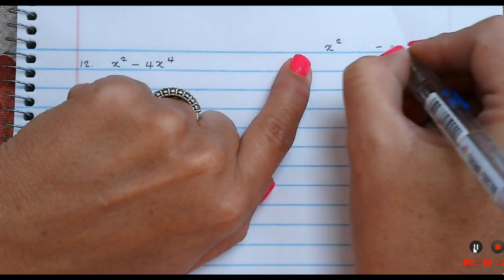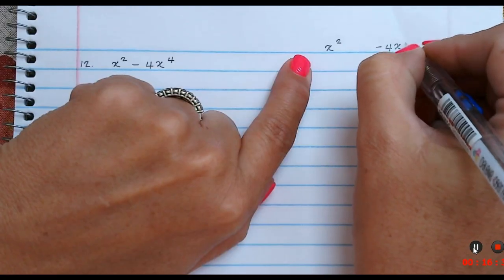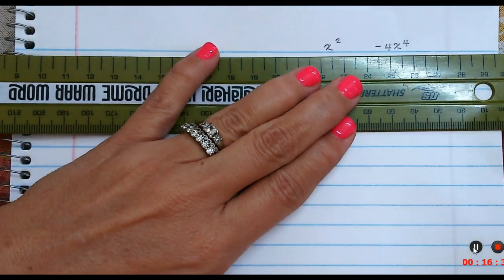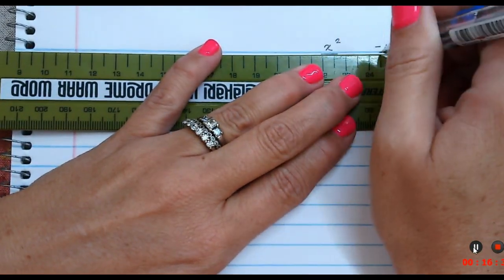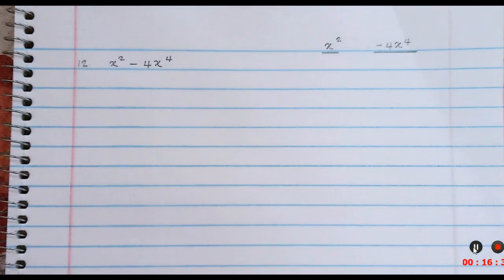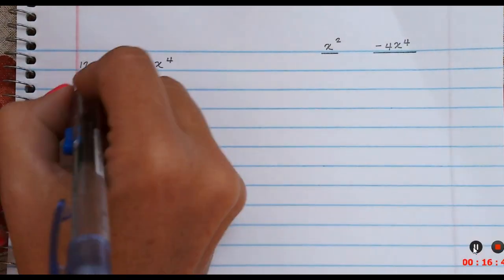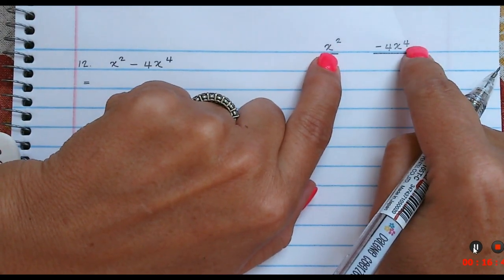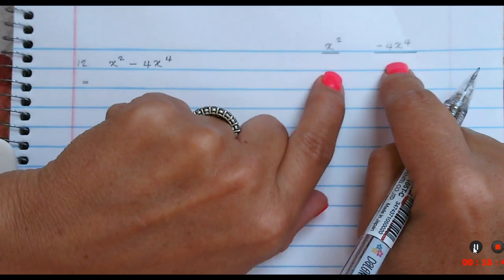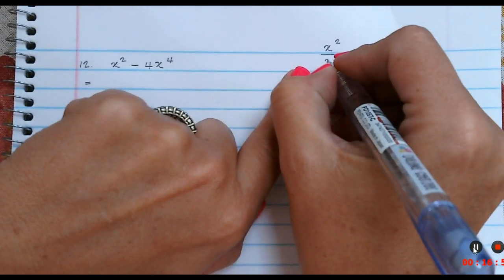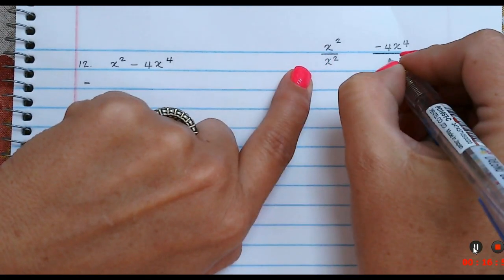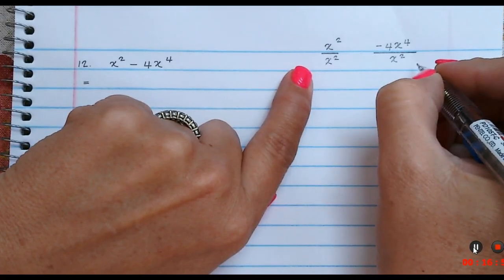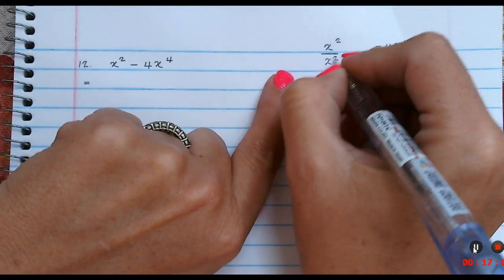Now, x squared minus 4x to the power of 4. When I work with variables and I take a common factor, remember I am looking for the lowest exponent. Right. So between x squared and x to the power of 4, I can divide both of those terms with x squared, which I am going to do. There's no number to be divided with.